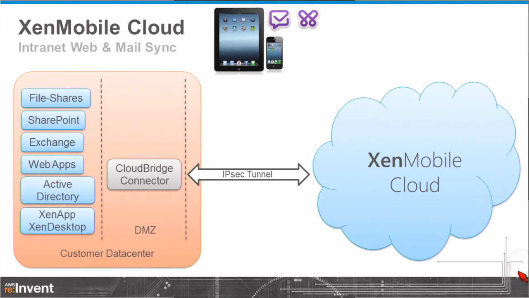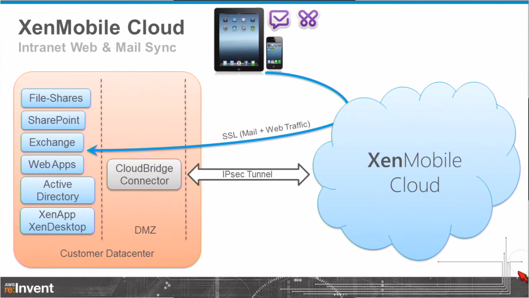For accessing intranet web apps as well as email, the end user has to use the Works Web and the Works Mail applications, which I just showed, right? And again, once the user authenticates, the mail and web traffic flows directly from a gateway in our cloud back to the customer data center.